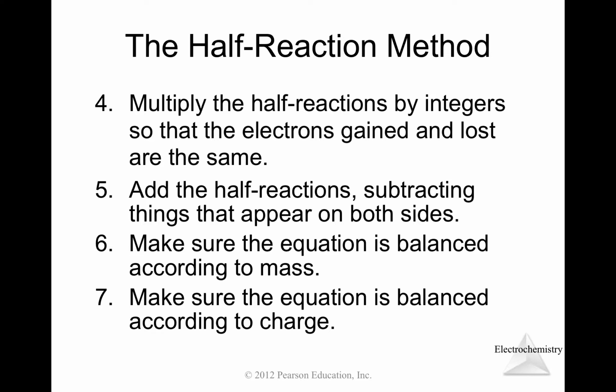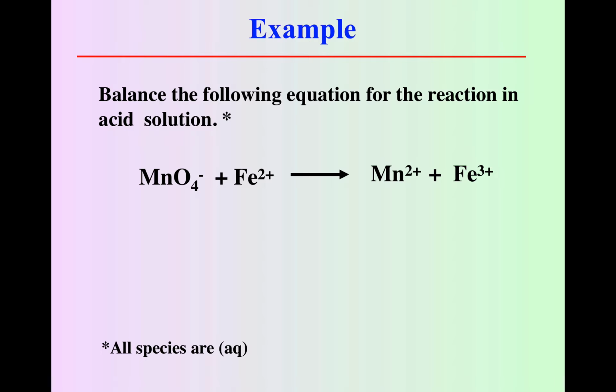Step 4, we're going to multiply the half reactions by some whole number in order to balance electrons going in, electrons coming out. We're going to add the half reactions back together, canceling anything that's redundant, appearing on both sides of the equation. We're going to make sure it's balanced according to the number of atoms. We're going to make sure it's balanced according to the charge. So those are the 7 steps. So let's go through them.